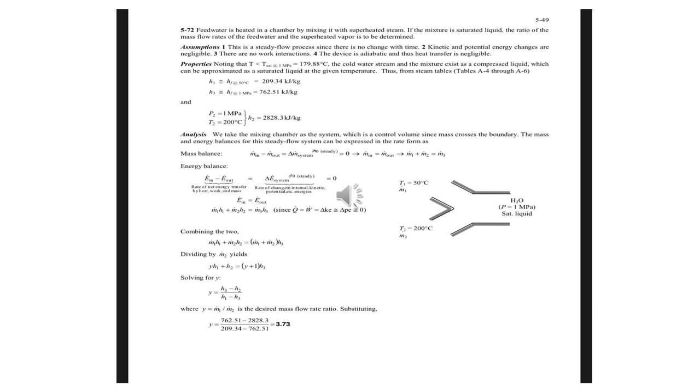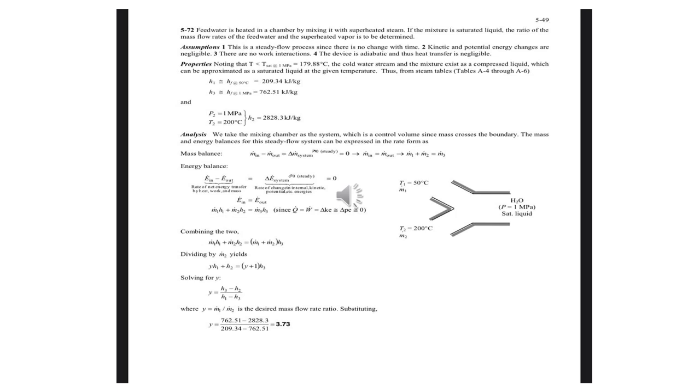Feed water T1 equals 50 degrees Celsius. Compressed liquid is approximated as saturated liquid at 50 degrees Celsius. H1 equals HF at 50 degrees Celsius, equal to 209.34 kilojoules per kilogram.